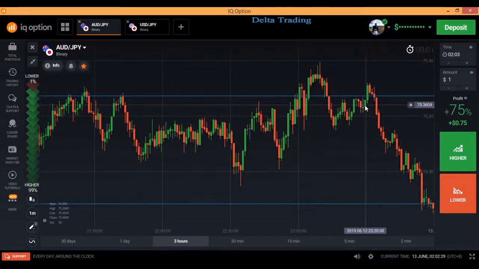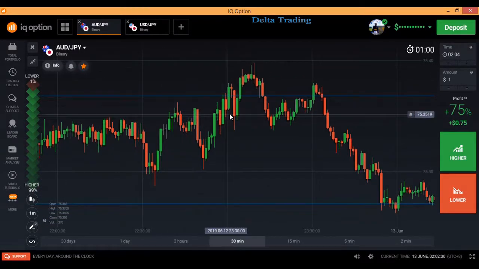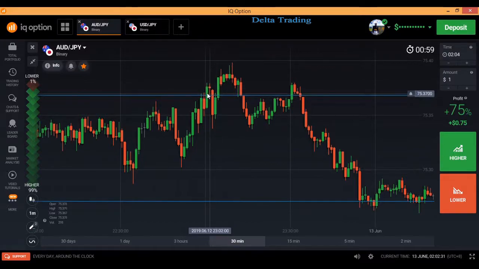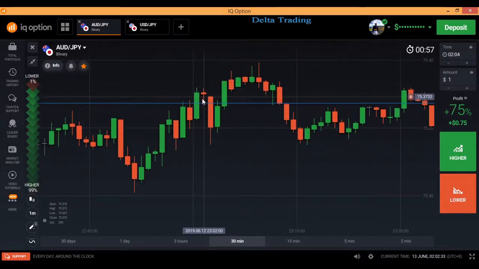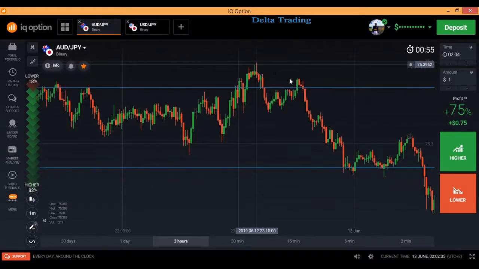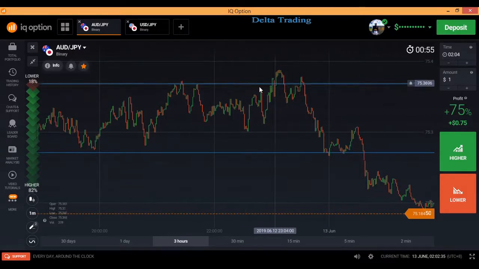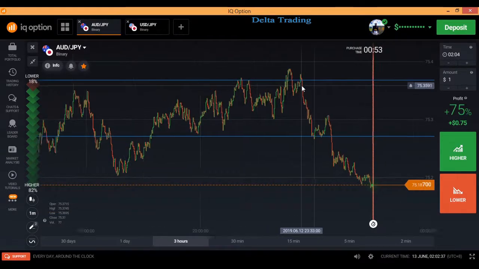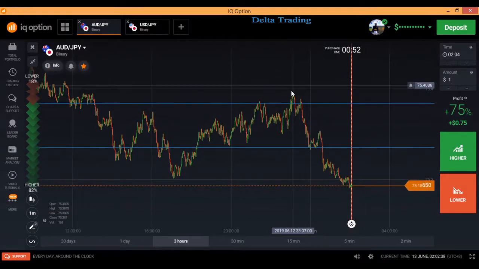Okay, so let's go further. Then when it goes here, there is a fake breakout again. It goes down, then it goes up. As you can see, this line has never been broken continuously. This is a strong level.